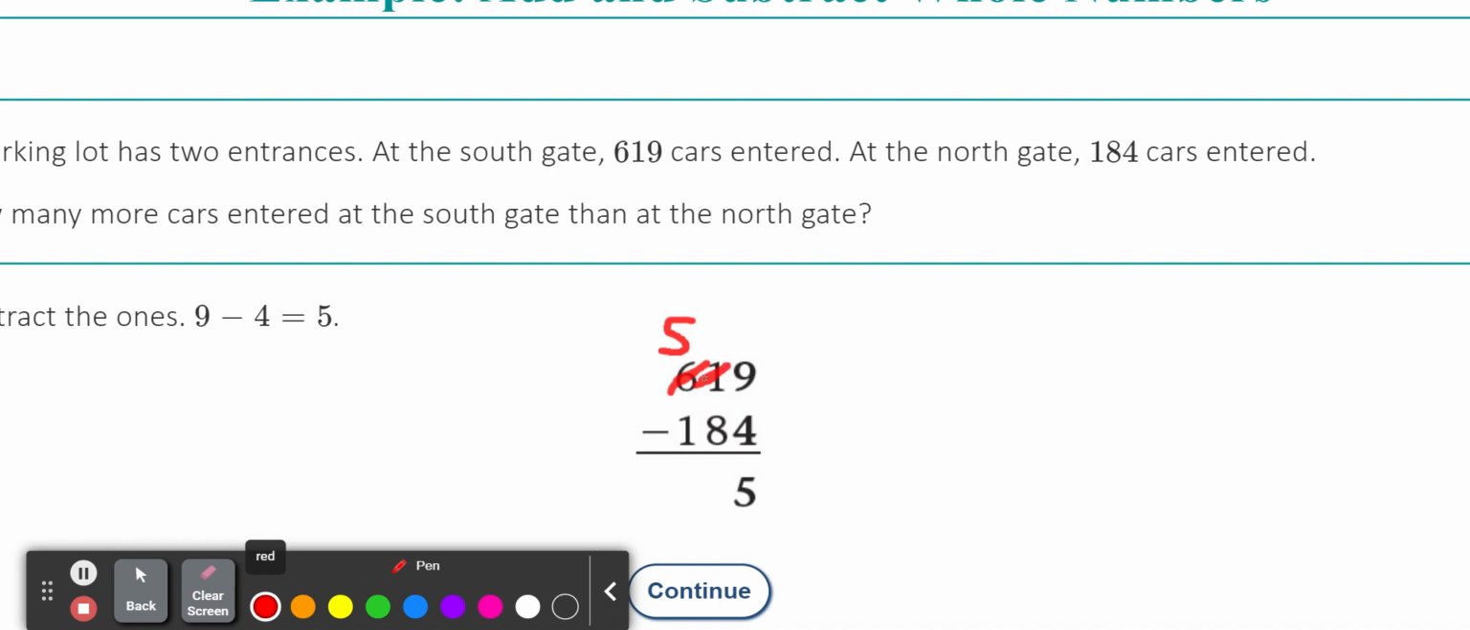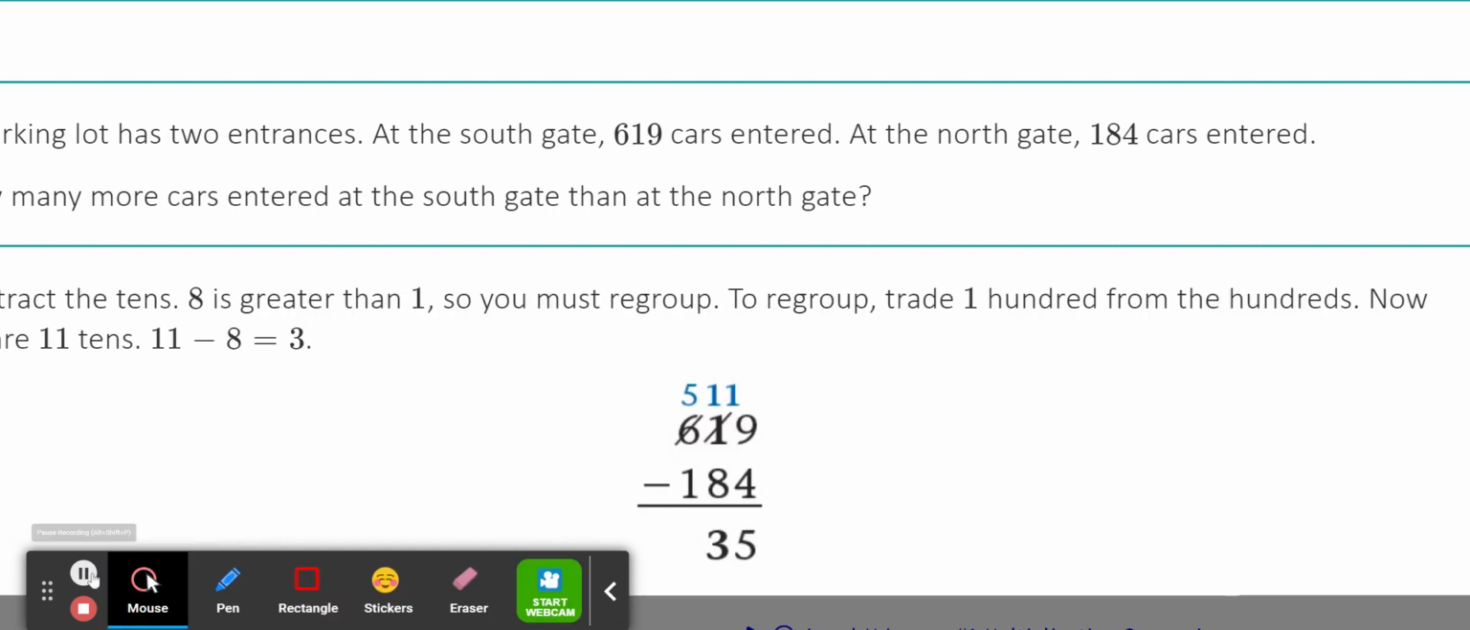I bring it over here and I add it to the 11. So the 10 I borrowed plus the 1 gives me 11. So now I can subtract because 11 is bigger than 8. So 11 minus 8 gives me 3. So in that second column, I have the number 3.